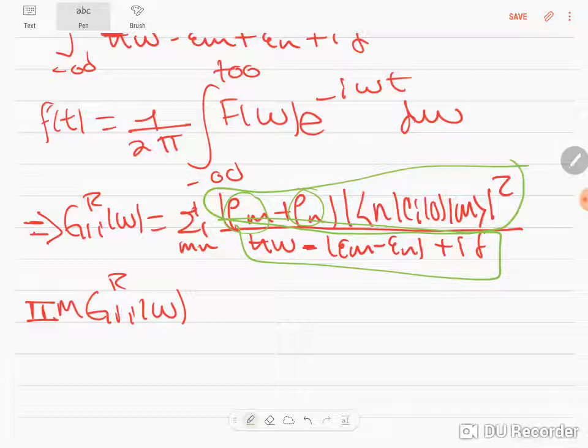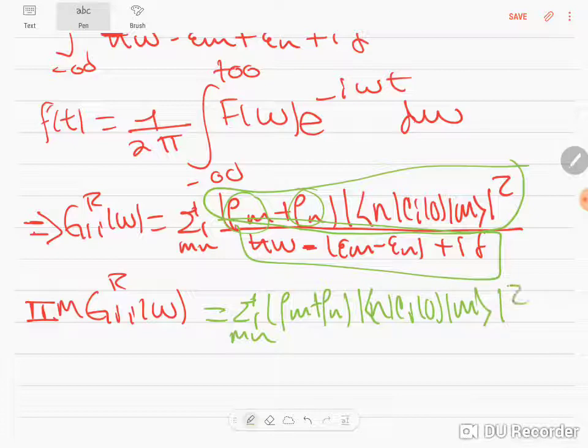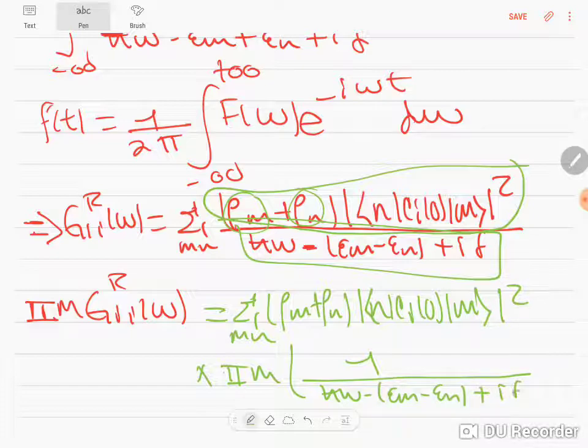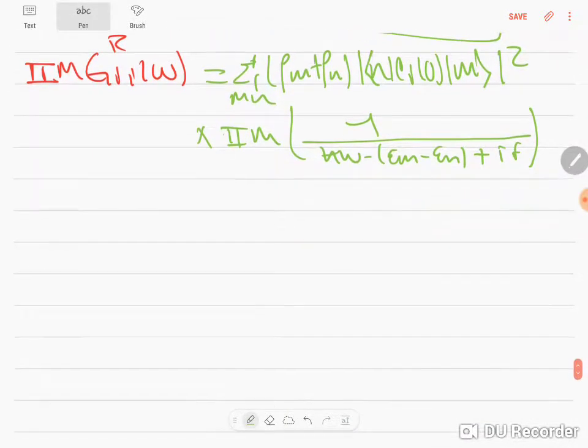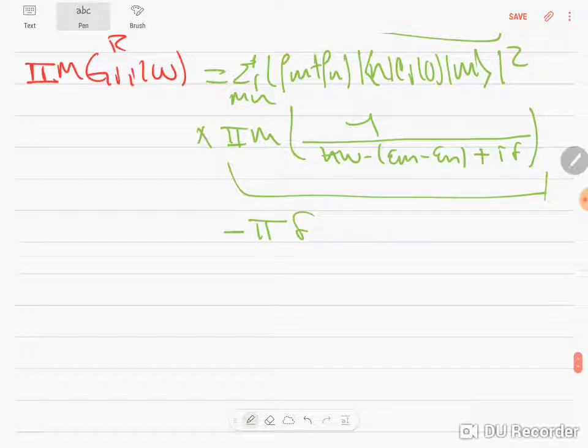So that means that the imaginary part of the retarded Green's function G_ii of omega has to be something like this, equal to the summation over mn, rho m plus rho n, bra n ci of 0 ket m square, times the imaginary part of 1 over h bar omega minus em minus en plus I delta. Okay, so then, and the imaginary part of this we already know because of one of our previous videos. So then the imaginary part of this is nothing but minus pi delta of h bar omega minus em minus en. That's what the imaginary part of that is.